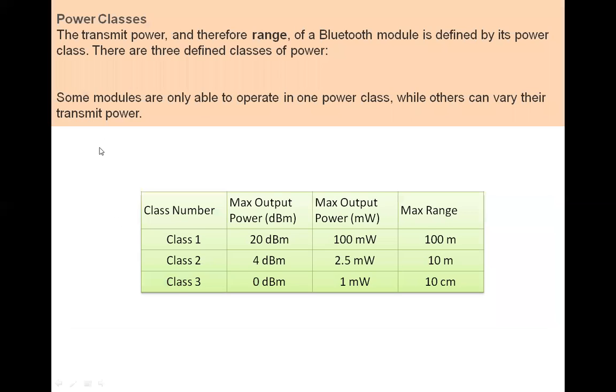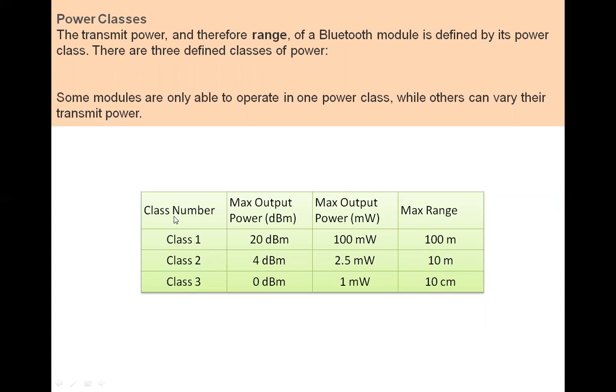Now there are power classes that you can see with these Bluetooth devices. The transmit power, and therefore the range, of a Bluetooth model is defined by its power class. There are three defined classes of power. Some models are only able to operate in one power class, while others can vary their transmit power.